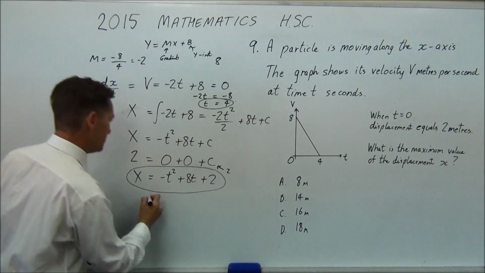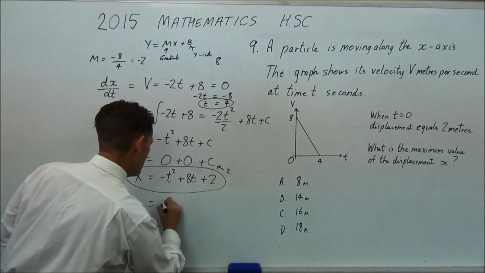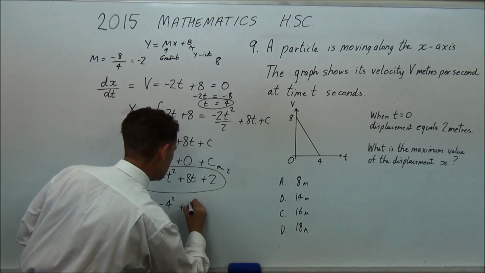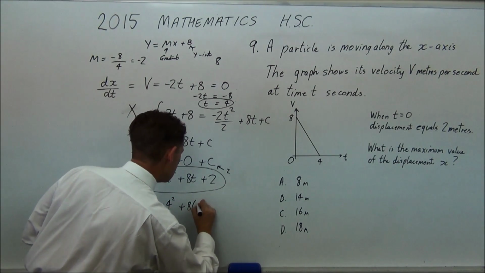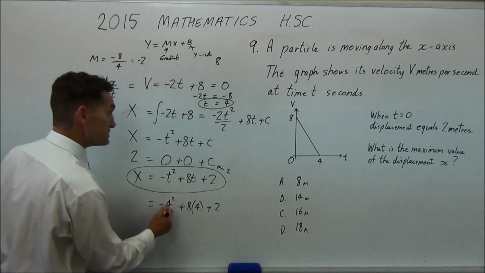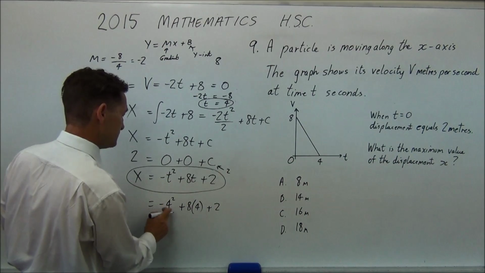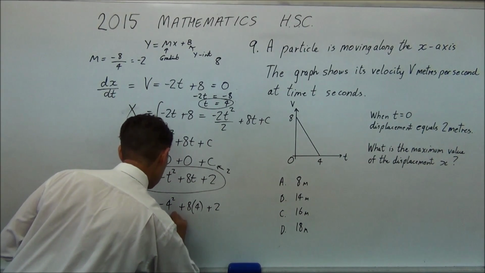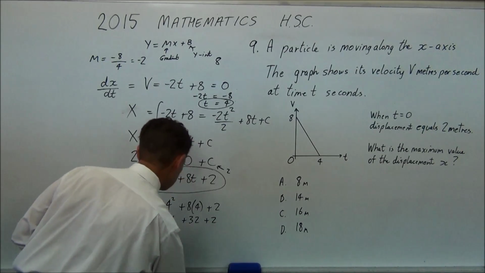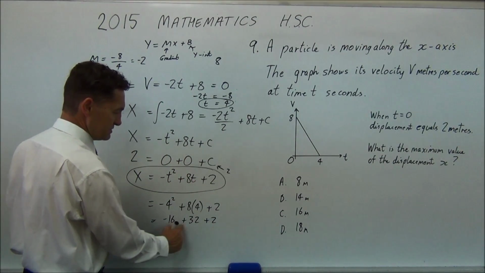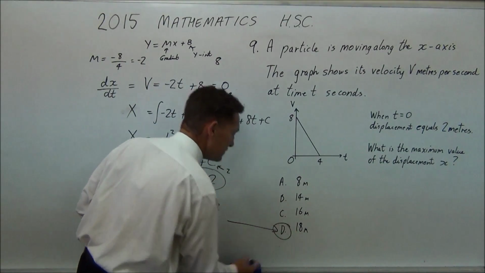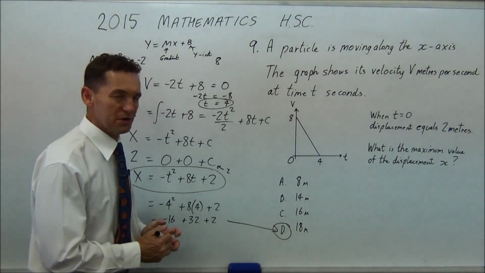put our value in there, so we get minus 4 squared plus 8 times 4 plus 2. Minus 4 squared is minus 16. 8 times 4 is 32. Plus 2: minus 16 plus 34 is 18. And that's your answer. There's a quicker way.